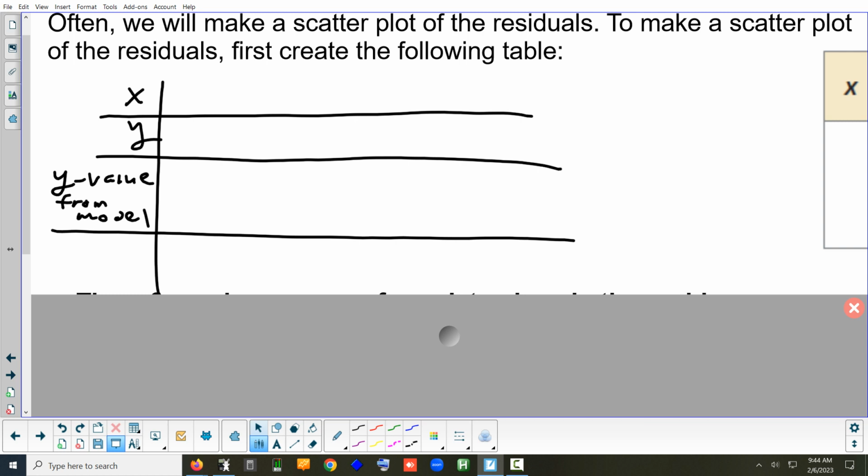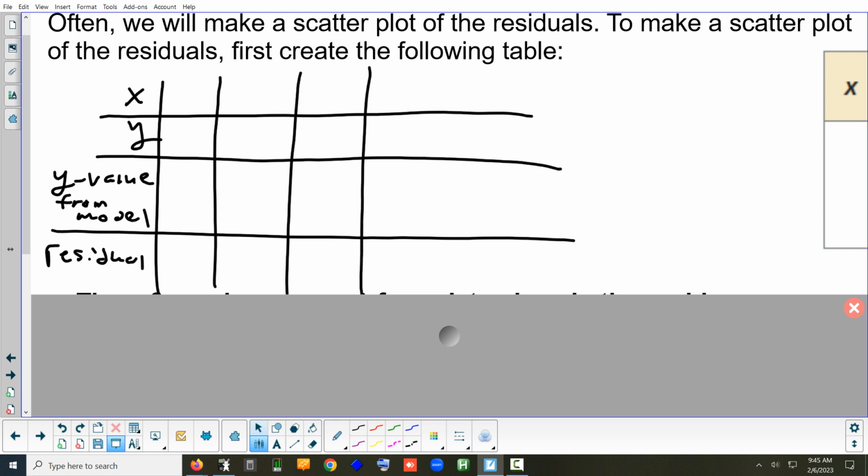It's like your estimate when you put your line in. And then the last row will be the residual. That's going to be the distance between the actual point and the line you drew. And you're going to have as many columns in the table as you do points, because you have to make a column in this table for every single point on the graph.